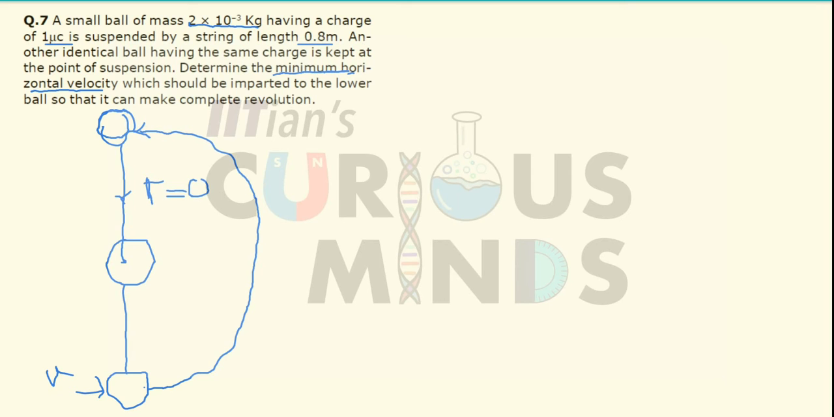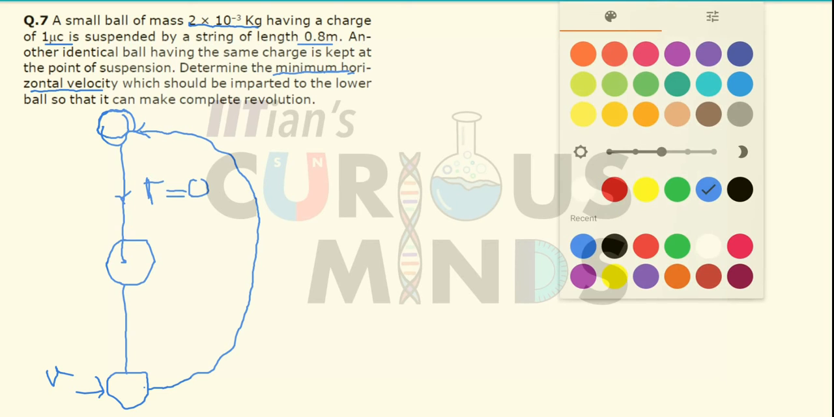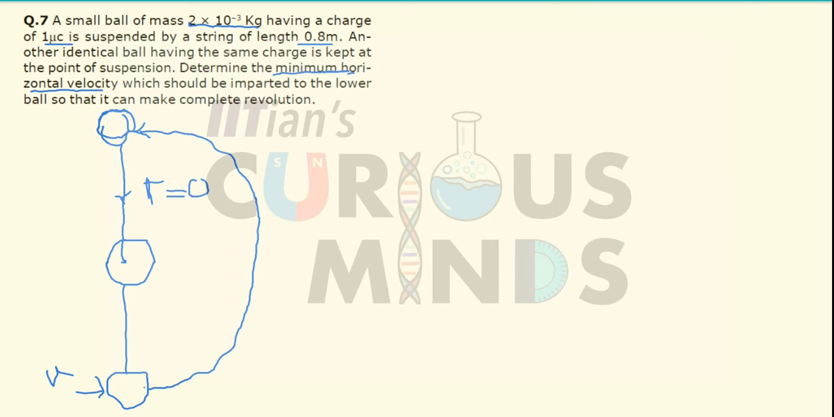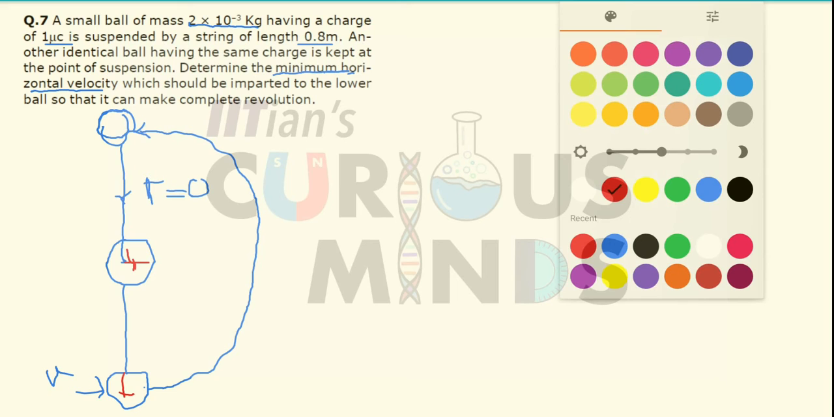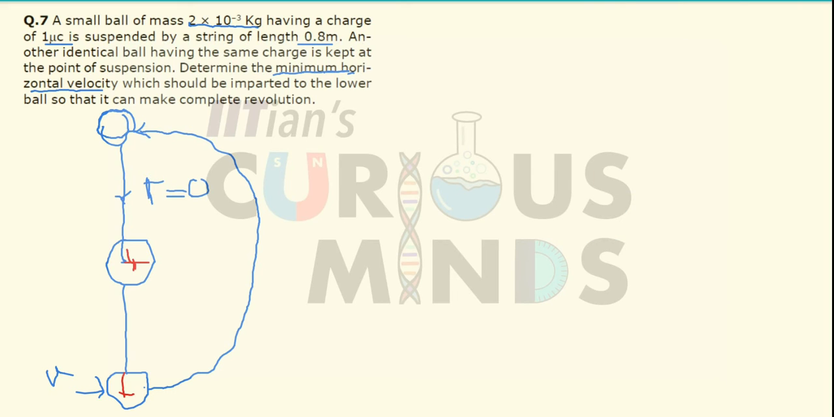But now in this case there are charges on this ball also. This is a positive charge, there is a positive charge over here. Now to cross the topmost point, the tension should be equal to 0. We will equate the tension equal to 0. Now let us see the rest of the forces. Besides tension, there will be mg which acts in the downward direction.